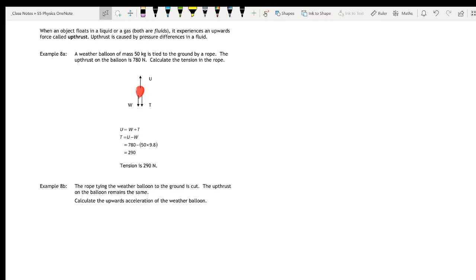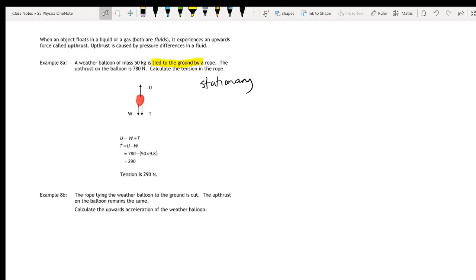So if it is tied to the ground, it is going to be stationary, or as stationary as you can get. So stationary means balanced forces. Okay, so the upthrust will be equal to the weight and the tension down the way. So you want to find the tension, we've got an upthrust of 780, and we can work out the weight, which is the mass times gravitational field strength. So it's going to be 780, take away the weight, which is 490 newtons.